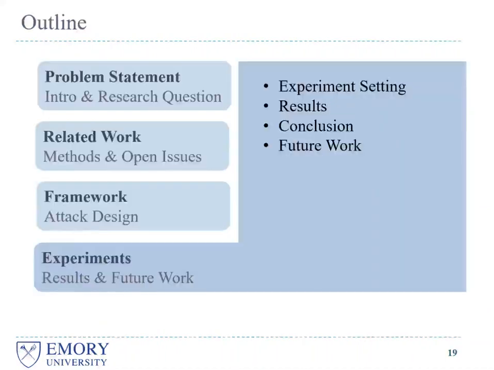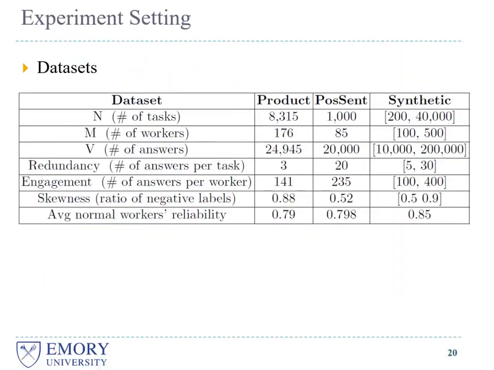Now let's look into the experiments and the results. We use two datasets of binary tasks and a synthetic dataset with varying parameters for the evaluation. The datasets' properties are summarized in this table, as shown. The number of workers, tasks, and the ratio of label 0 are different across datasets. Also, when you look at the redundancy, that means the mean number of answers per task, it's different per dataset, and it's shown that the post-send dataset is more redundant.